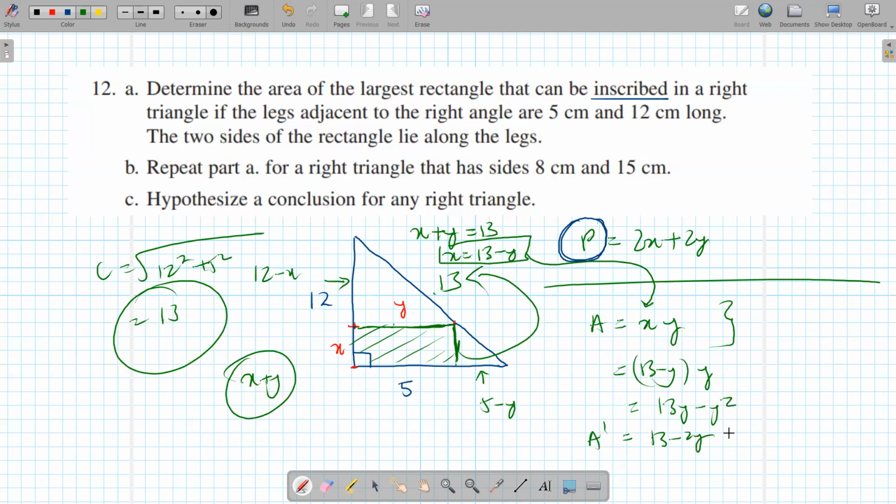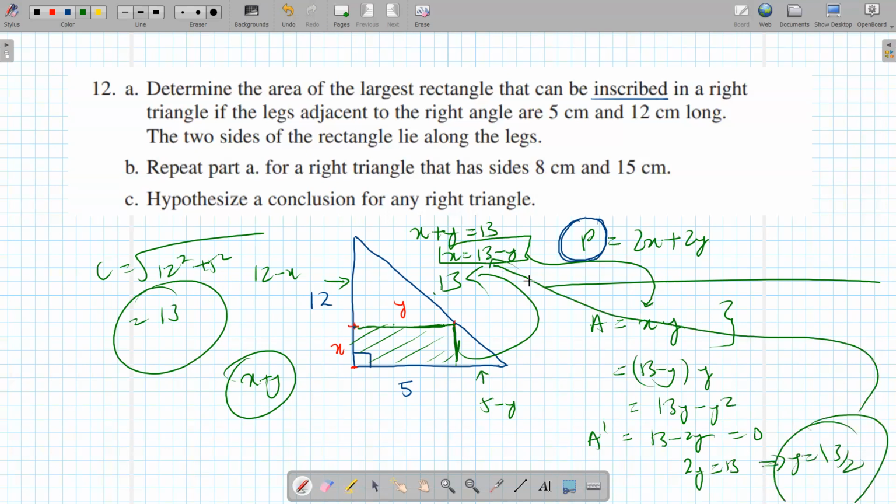And then again, we set this equal to 0. Set the first derivative equal to 0 for any min-max questions. So 2y will be 13, y will be 13 over 2, and there we go. Plug that back in here, you'll get x. Cool? As you can see, b and c is the same thing.